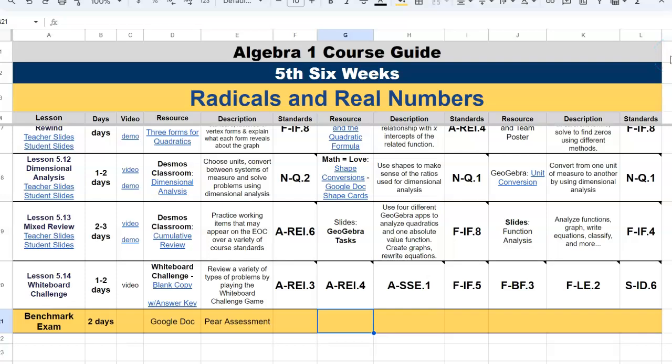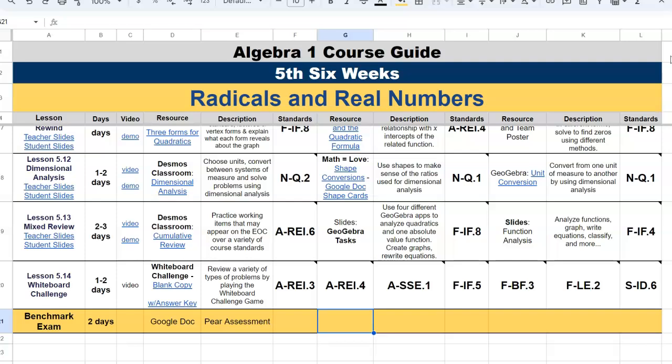As always, the benchmark exam, just like all the other tests, I don't put those out because if I put them out, they ruin them, of course. So I do have them available in my store. If you do buy the bundle, it will give you an editable Google Doc for the benchmark exam so that you can turn it into whatever you need to turn it into to use it with your kids.